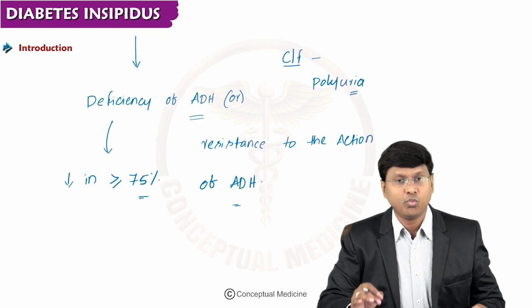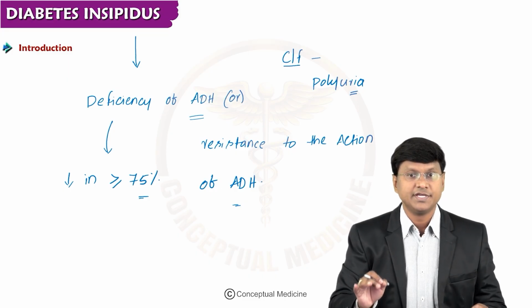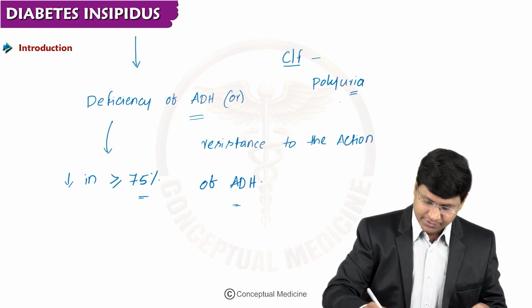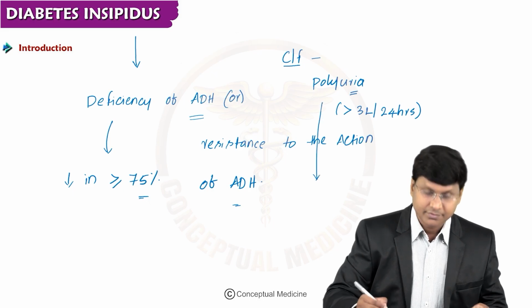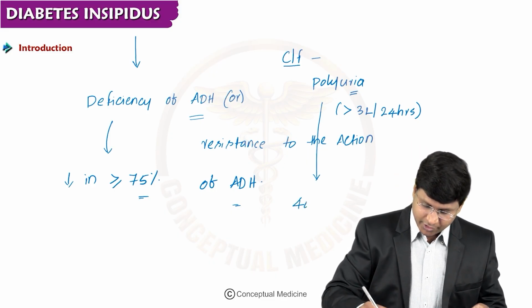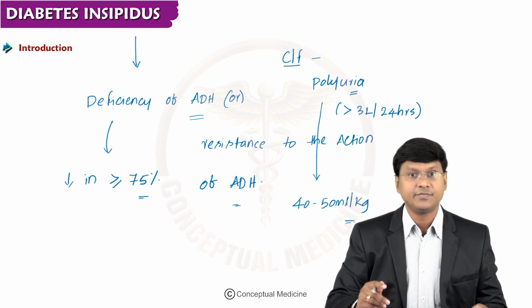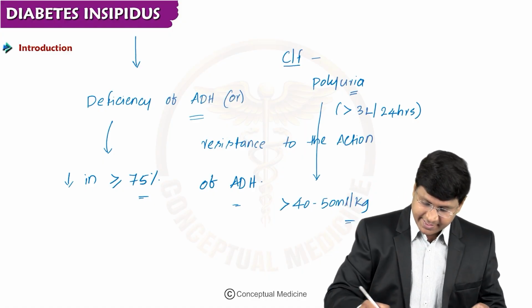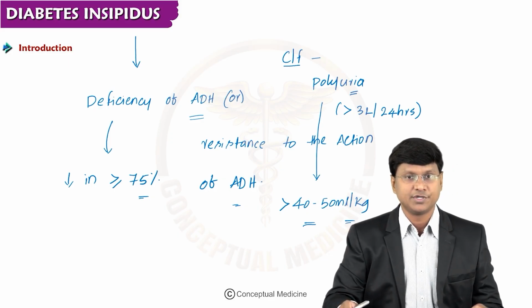And what is the definition of polyuria? If the 24-hour urinary volume exceeds 3 liters per 24 hours, then we use the terminology called polyuria. Or polyuria can also be defined as when the urine output is exceeding 40 to 50 ml per kg body weight, then also we use the terminology called polyuria.